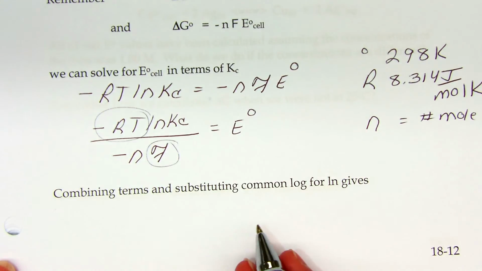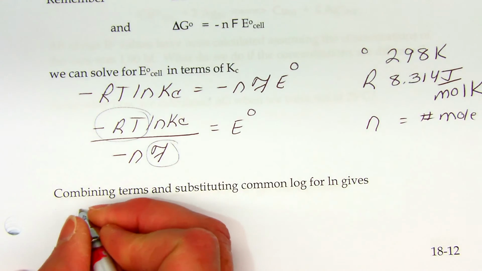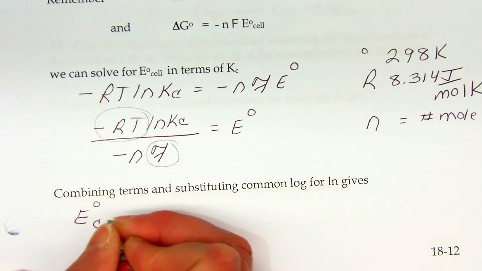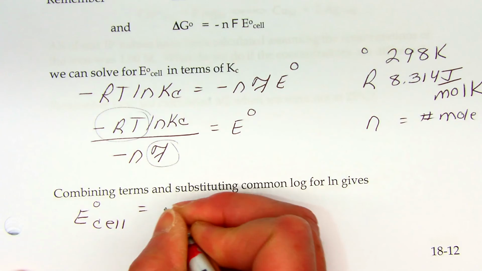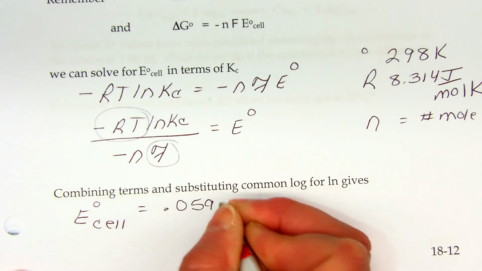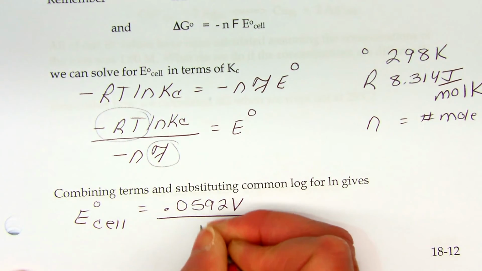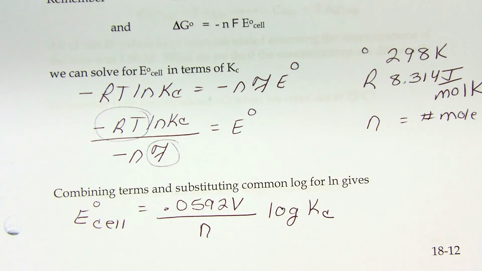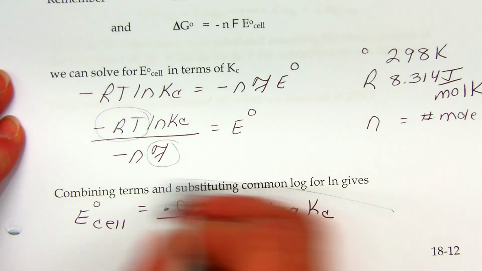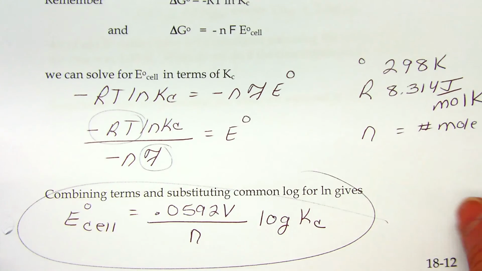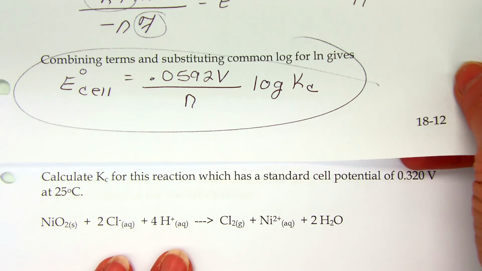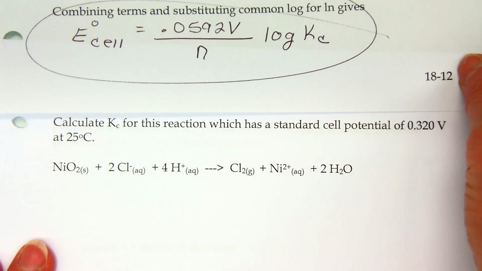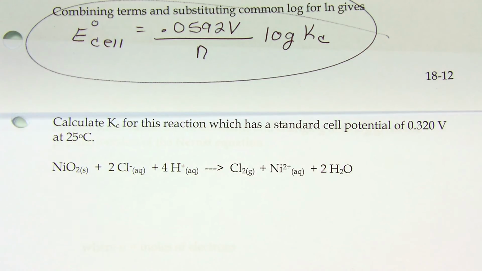So if we substitute all this in, we end up with this, that E0 for the cell under those standard conditions is equal to 0.0592 volts divided by N times the base 10 log of K sub C. And this is the relationship that we're going to use to do these calculations in this next section. Okay, so now we can relate the equilibrium constant K sub C to the standard cell potential. So let's look at an example of that.